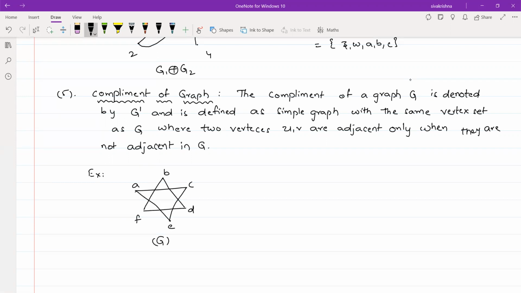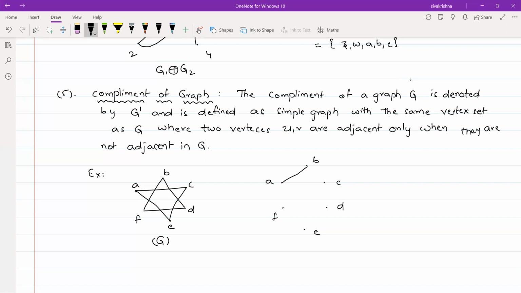This is graph G. And if you want to define the complement of this graph, once again we have to represent the 6 vertices. We are having 6 vertices, so I am representing the 6 vertices in the complement graph G dash. Now coming to the edges, the vertices which are not adjacent in graph G should be adjacent in graph G dash. So once again I am giving the names A, B, C, D, E and F. Since A and B are not adjacent, there is no edge between A and B, so we have to draw an edge between A and B.